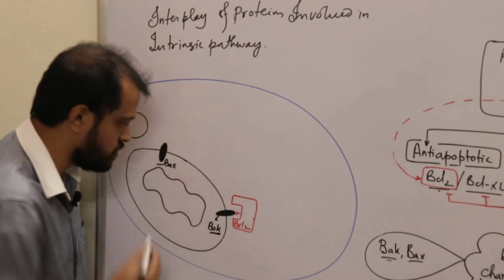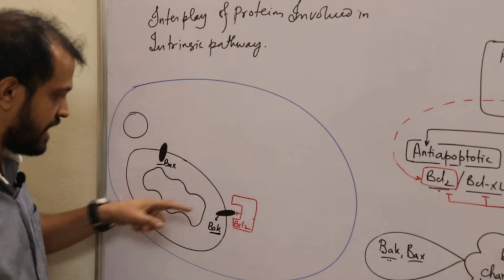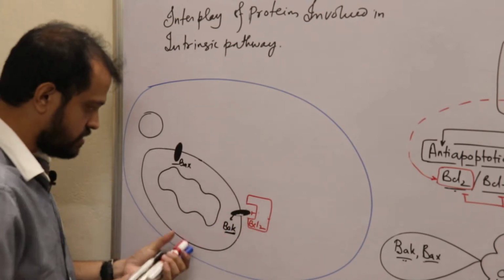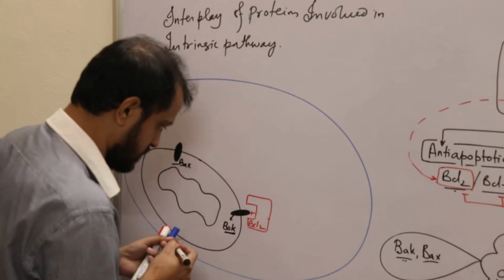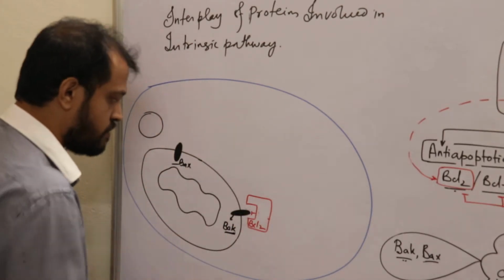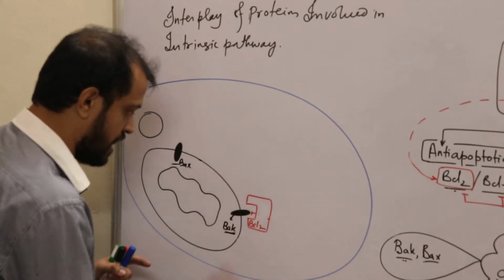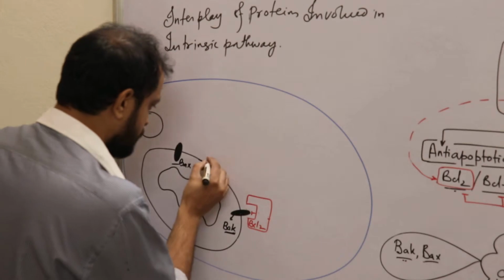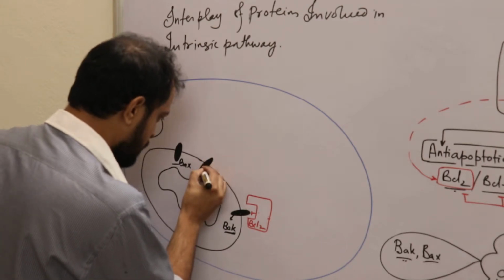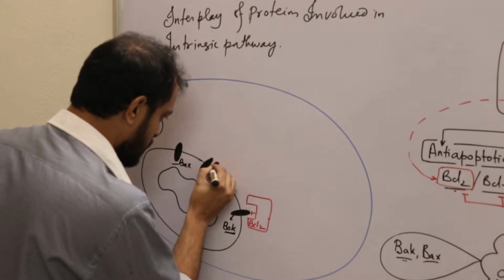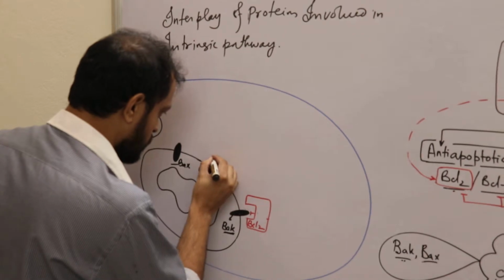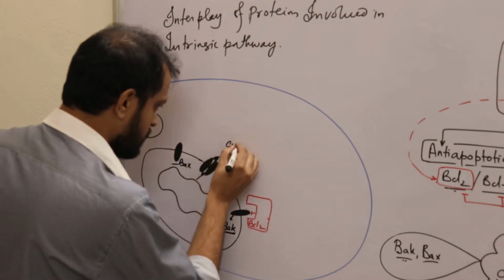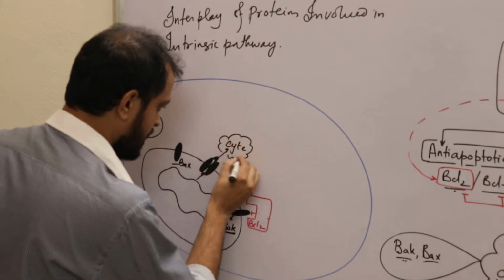When Bax and Bak are not triggered, they form monomers and are embedded. They are transmembrane proteins, embedded in the mitochondrial outer membrane. Now listen with all your attention. When the proper signal comes for apoptosis, these Bax and Bak will come together and form a channel, an oligomeric channel, and through this channel cytochrome C can exit.